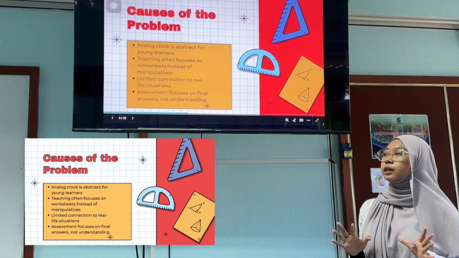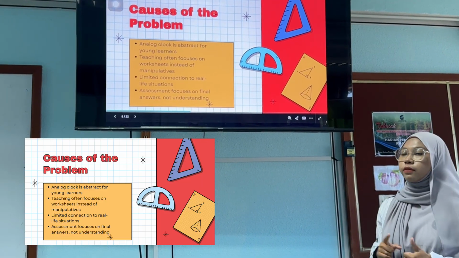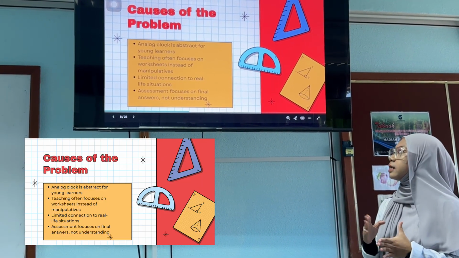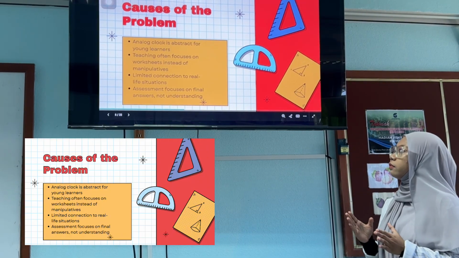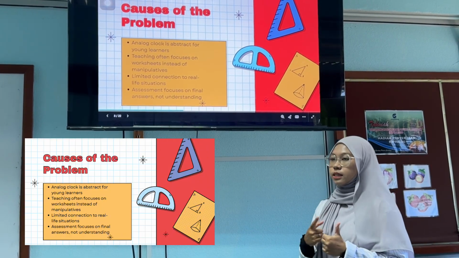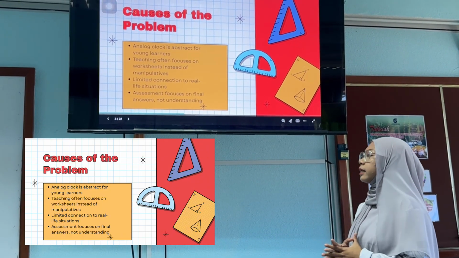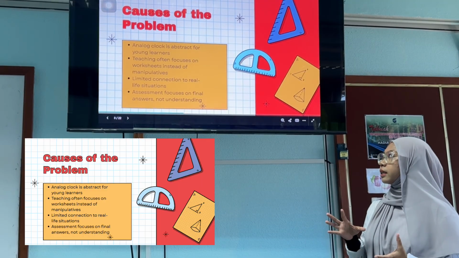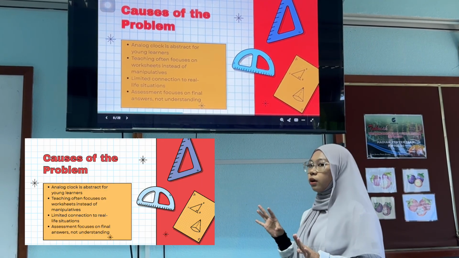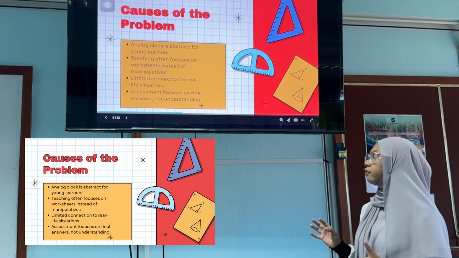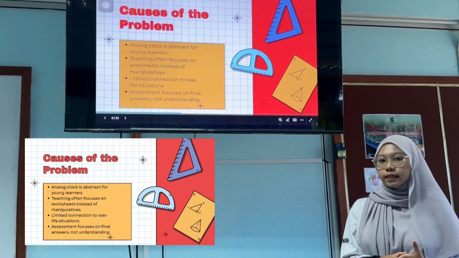Okay, what are the main causes of the problem? First of all, the analog clock is abstract for young learners, and it often focuses on worksheets instead of manipulatives. And thirdly, it has a limited connection to real-life situations. Lastly, the analog clock lesson focuses on final answers and not understanding.